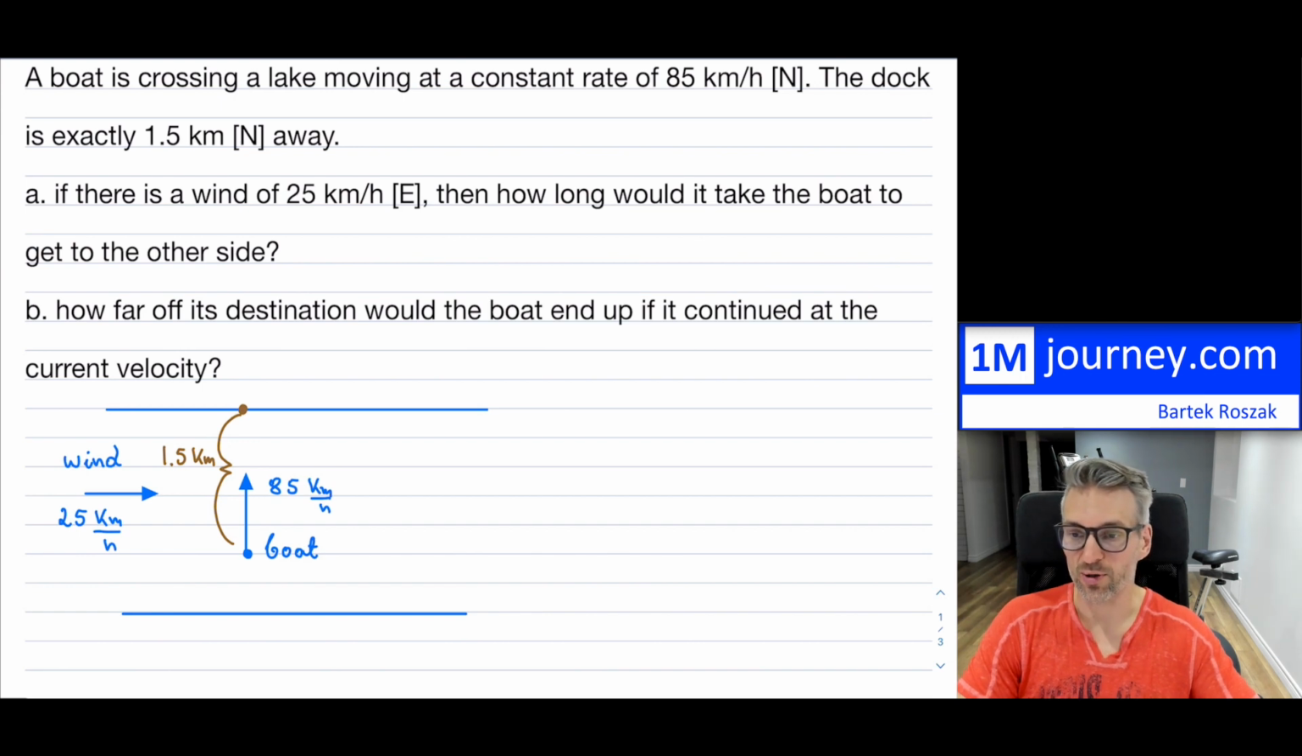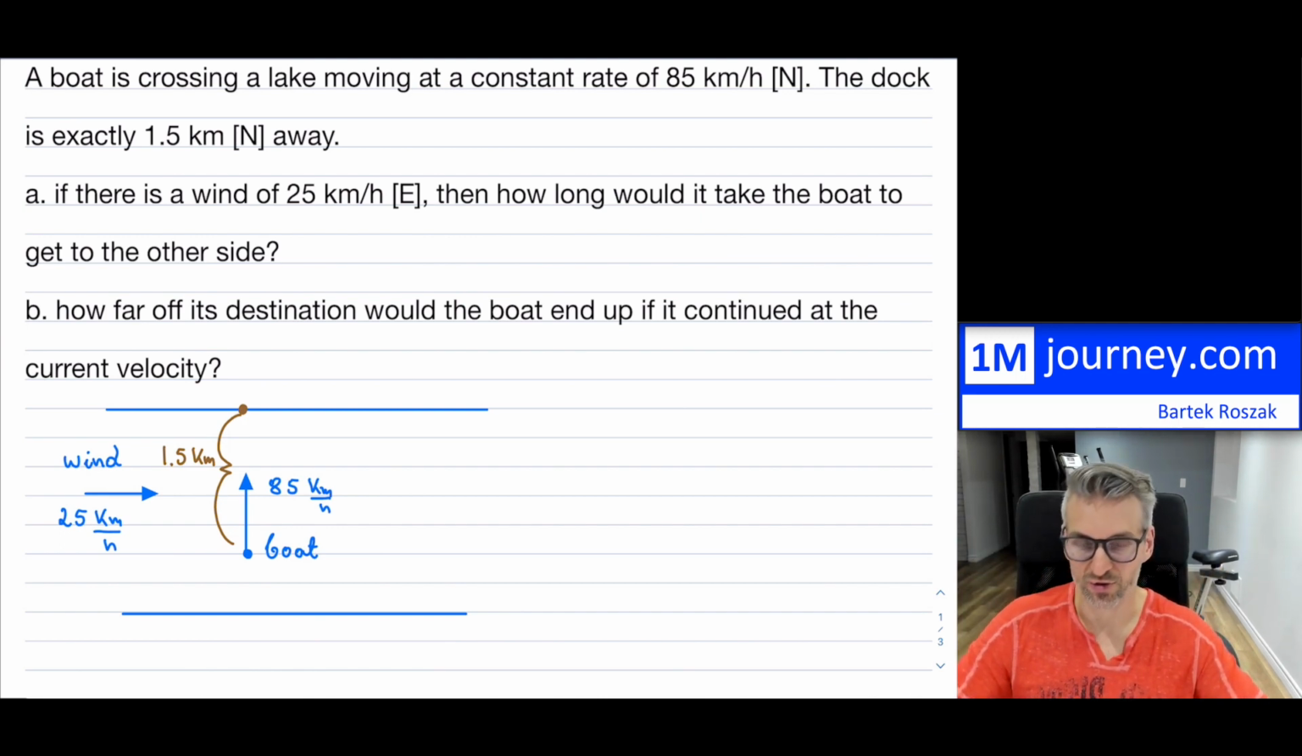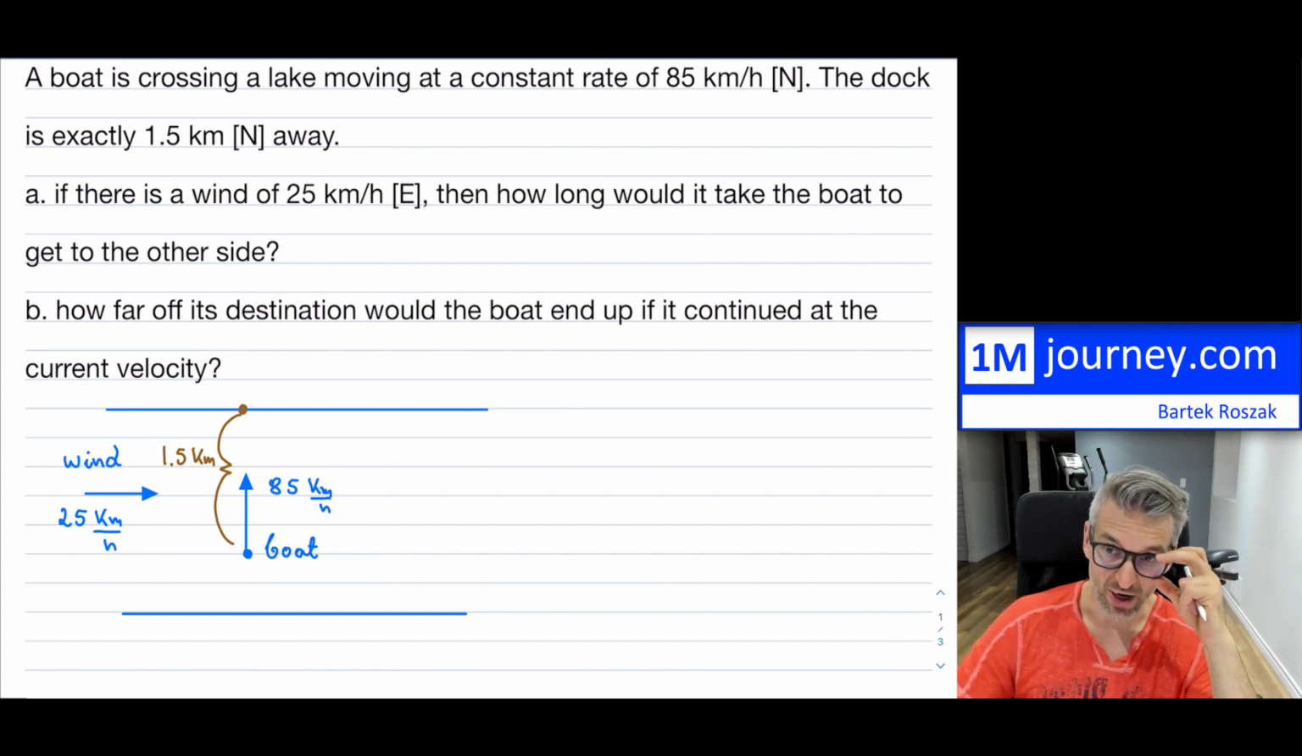Now, there's a problem. When you are driving, you don't often think about the actual components of the wind, because your tires are able to resist that wind and you can move in a certain direction. But when you're dealing with a boat and there is a wind, as they say in part A, this particular wind is 25 kilometers per hour east.